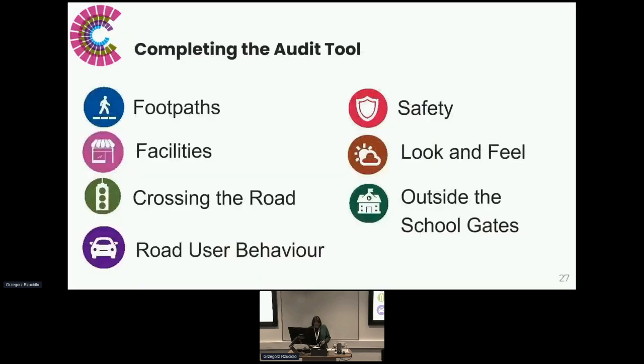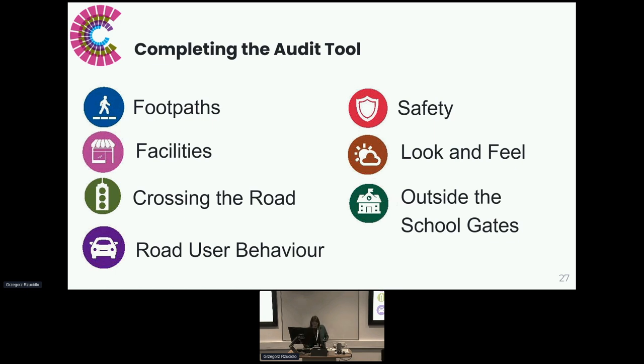So when the walk is finished, the participants come back together and they complete the audit tool. The different headings in the tool are footpaths, facilities, crossing the road, road user behaviour, safety, look and feel. And then if there's a school on the route, there's a section for outside the school gates. So there's a discussion then with the participants on recommendations for the report.